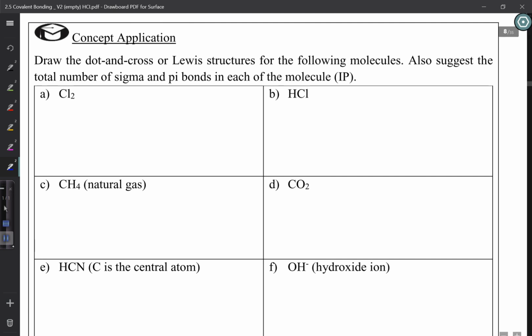So for the first one, Cl2, basically there's only one way that you can connect, right? There's only one way that you can connect.